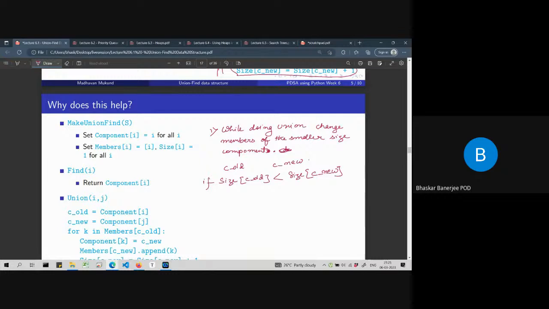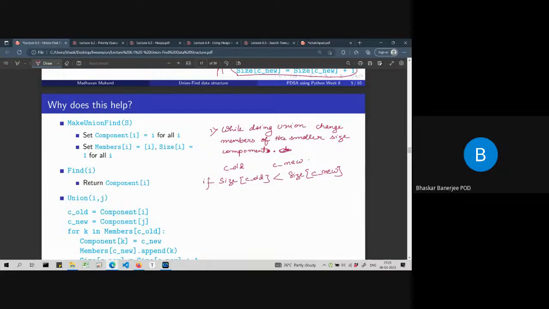And if I change the component value of the 100 element component, then I have to run the loop for 100 times. So every time I change U to V or V to U, depending upon where I have to do lesser work, right? For that, you can use the size dictionary that you're using. So whichever is smaller in size, that component's members you would change. It's a very simple idea.